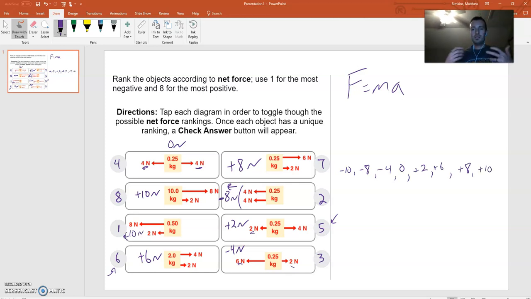So for this one, when it asks you to rank the net force, guys, all you have to do is look at the arrows, all right? Which one has the most force going to the left? If they're opposite directions, they're going to cancel.